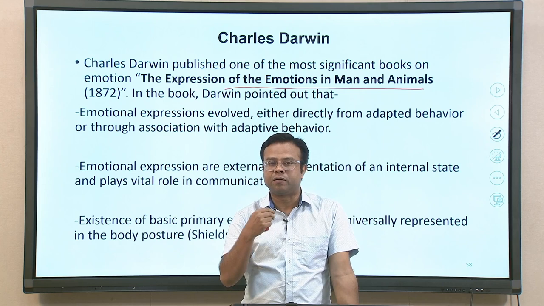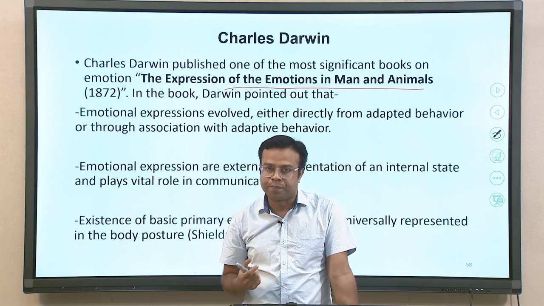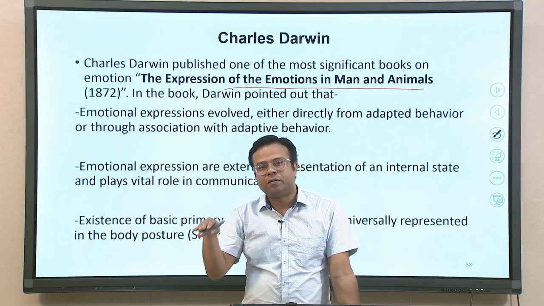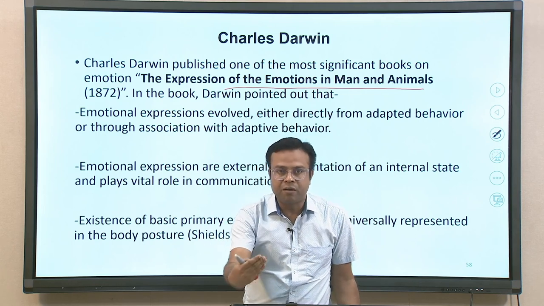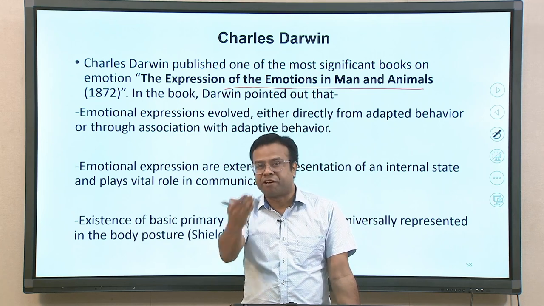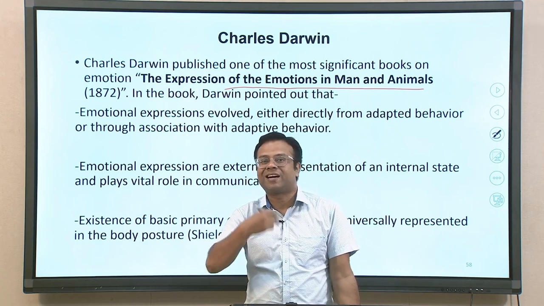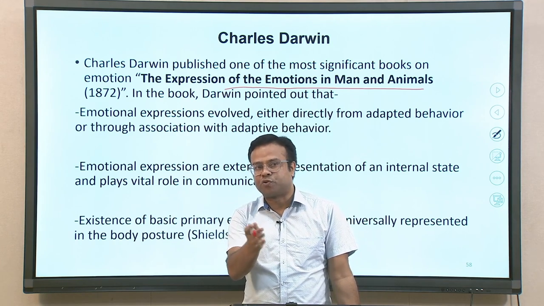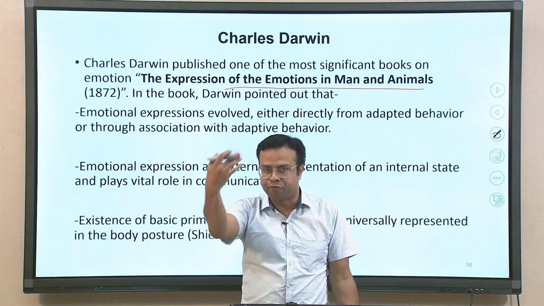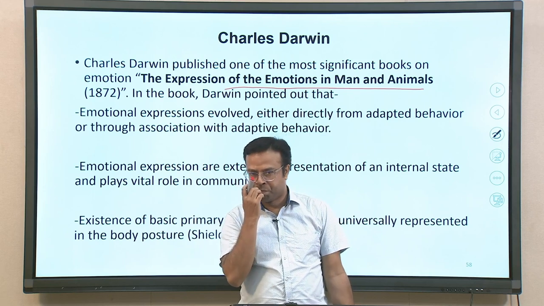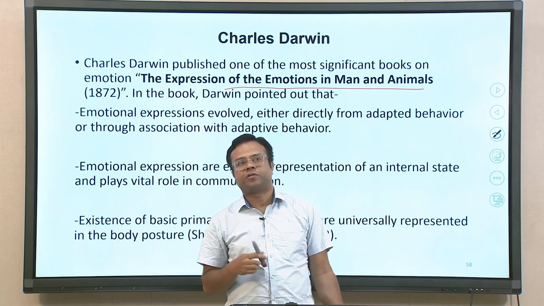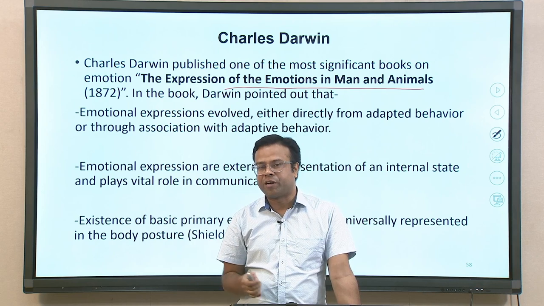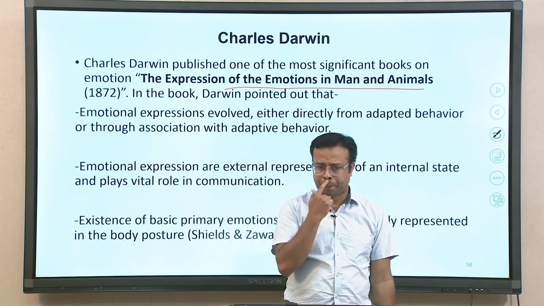Let us take the case of anger as an emotion. Throughout evolution, the emotion of anger probably helped animals and humans to survive, because when you become angry, it scares away your predators. So, it has an evolutionary function in terms of survival. That is why this emotion evolved and was passed on from generation to generation. So, a lot of emotions or expressions of emotion survived, and we still experience them. One reason could be that they evolved directly from adapted behavior or through association with adapted behavior.